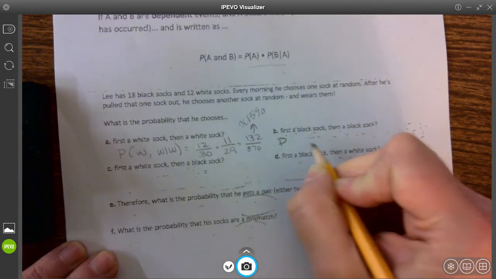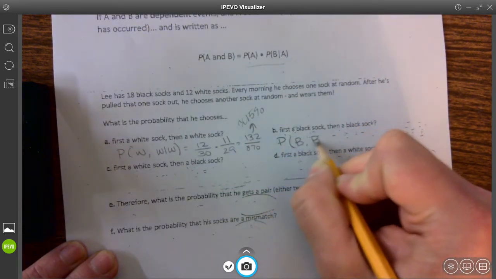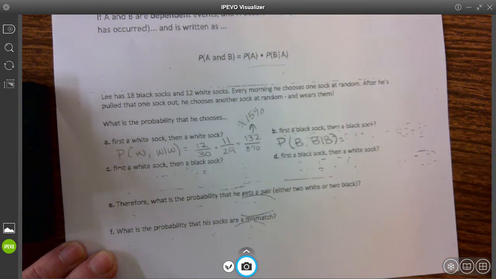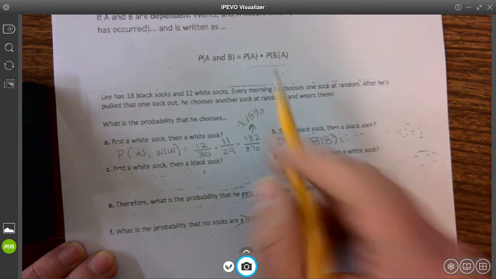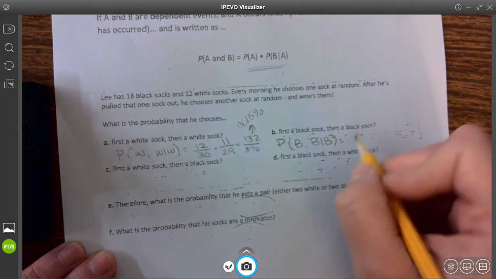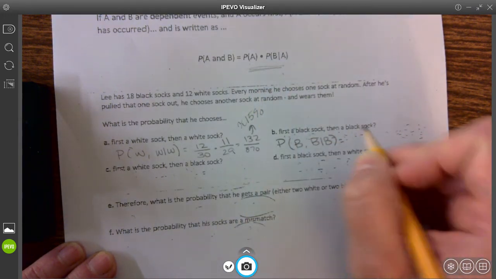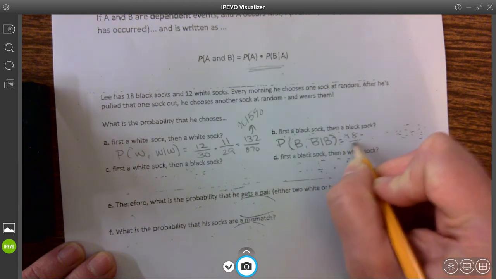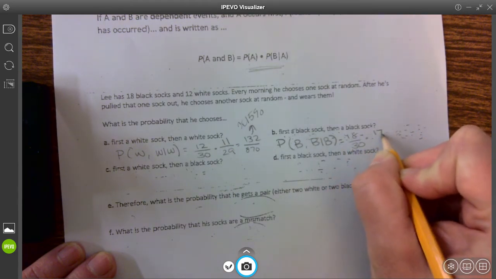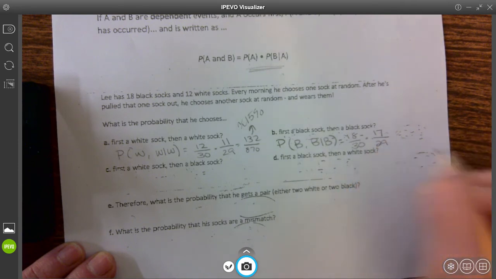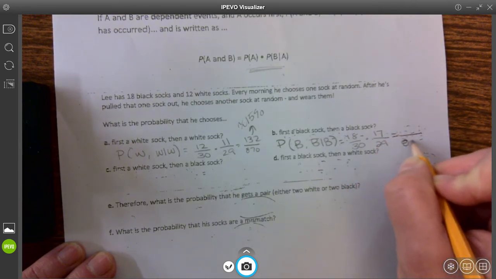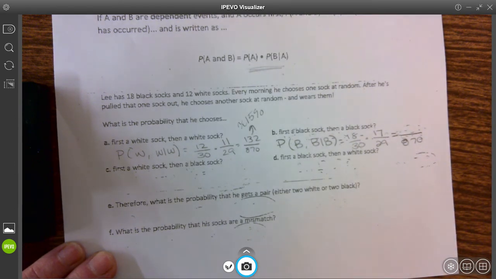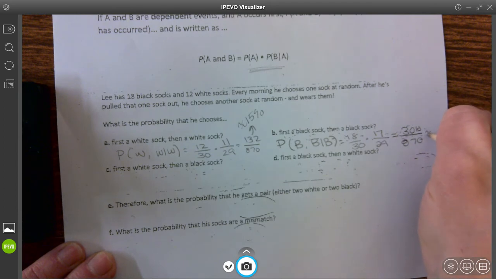What's the probability you get a black sock and then you get another black sock given that you just got a black sock? So since they depend on each other, we write it like this. So the probability you have a black sock is 18 out of 30. Since you just got a black sock, now you're left with 17. And since you just pulled one sock, that's one less in the drawer. So it's still going to be out of 870. But now it's 18 times 17, 306. That is about 35%.